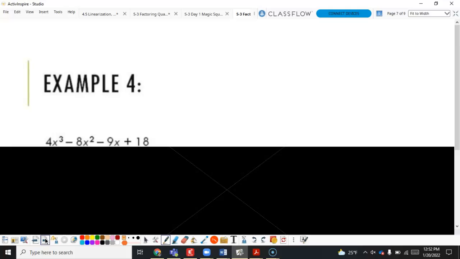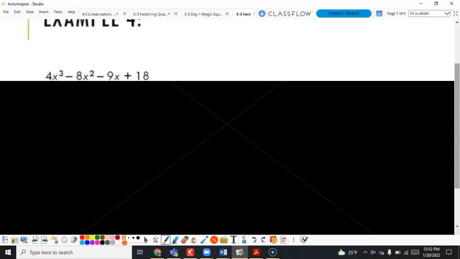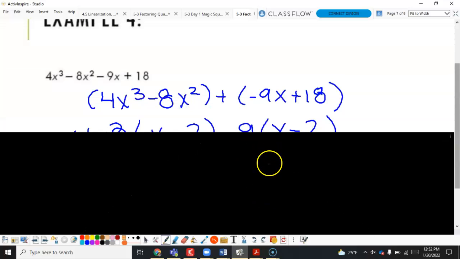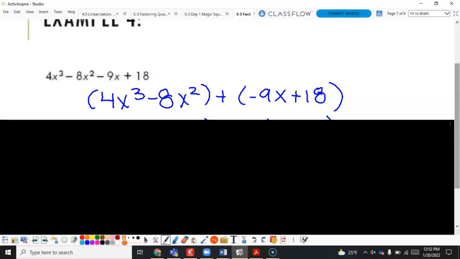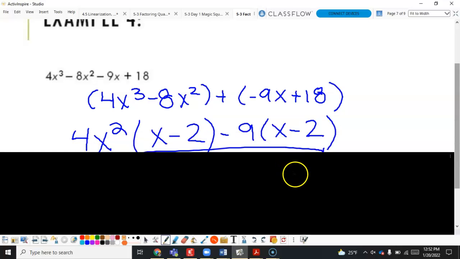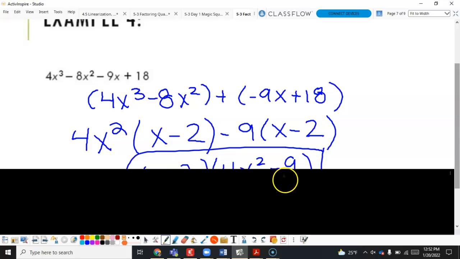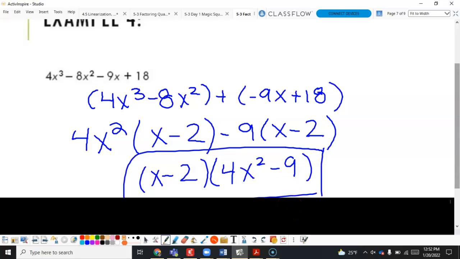Okay. And then for example 4, same idea. You're going to group together the first two and the last two, and you're going to watch your signs. In the first terms, you're going to take out a 4x squared. And in the last terms, you're going to take out a negative 9. So you have 4x squared minus 9 as our GCF of the first and second terms, leaving me with 4x squared minus 9 times x minus 2.